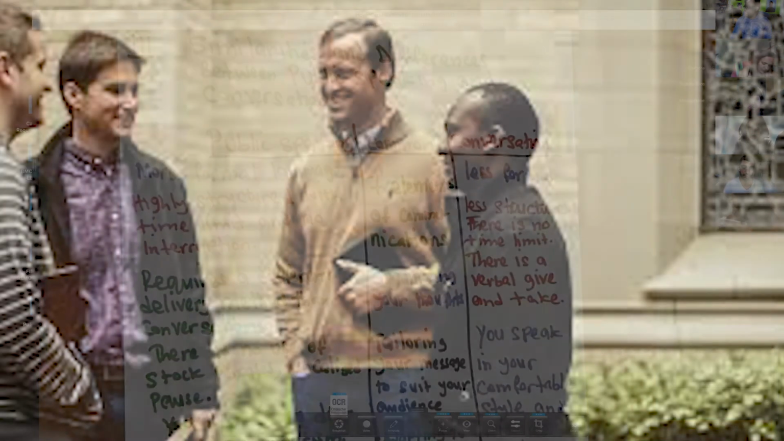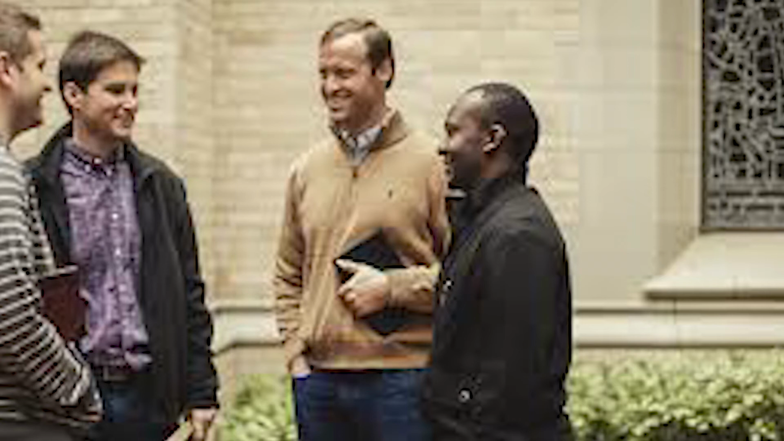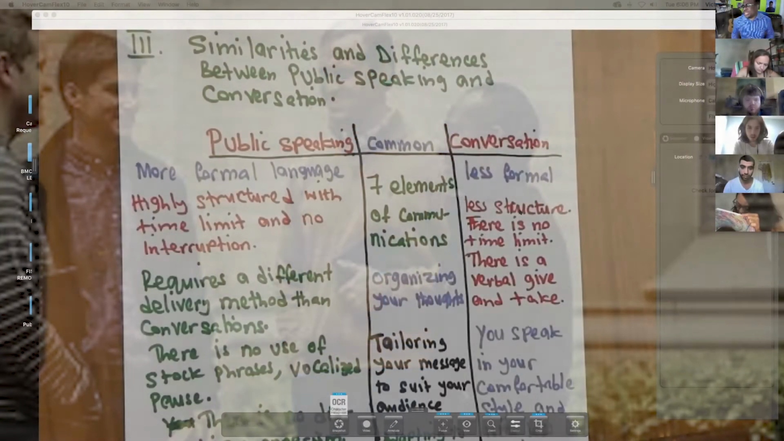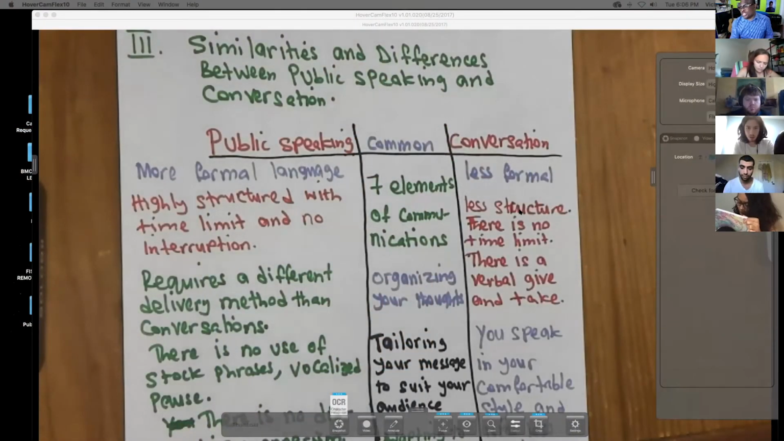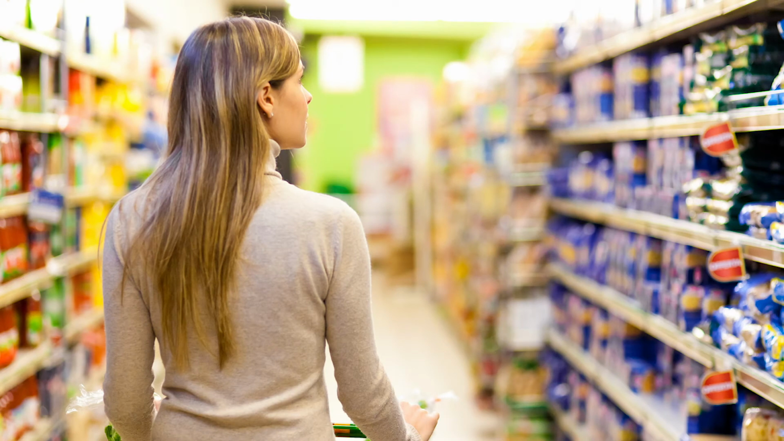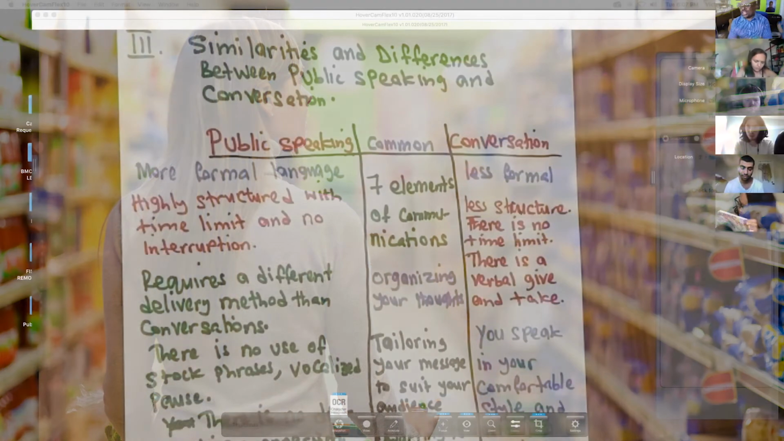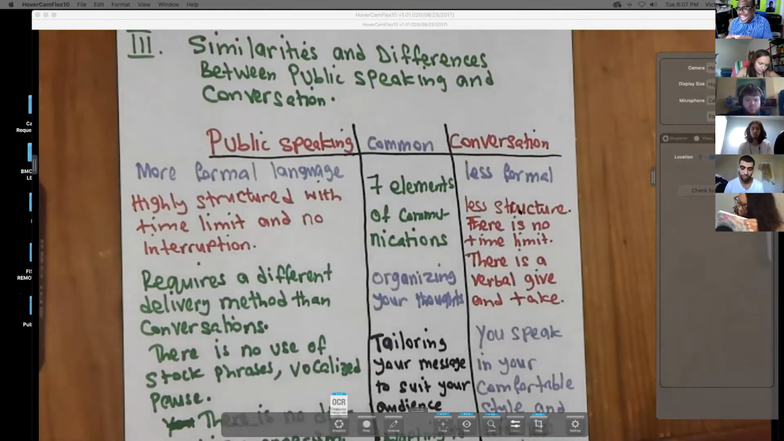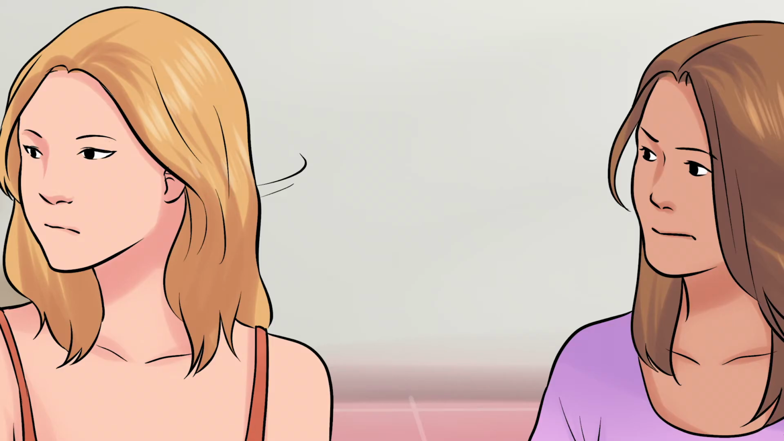On the other hand, conversation is less formal. That means a conversation is less structured. There's no time limit. You can start a conversation now and it may last 2 hours, 3 hours. Probably you go to the supermarket, you come back, and you start again with the same conversation. And of course, what makes a conversation is the dialogue, the verbal give and take. As a matter of fact, try having a conversation with somebody when you are not saying anything in return.